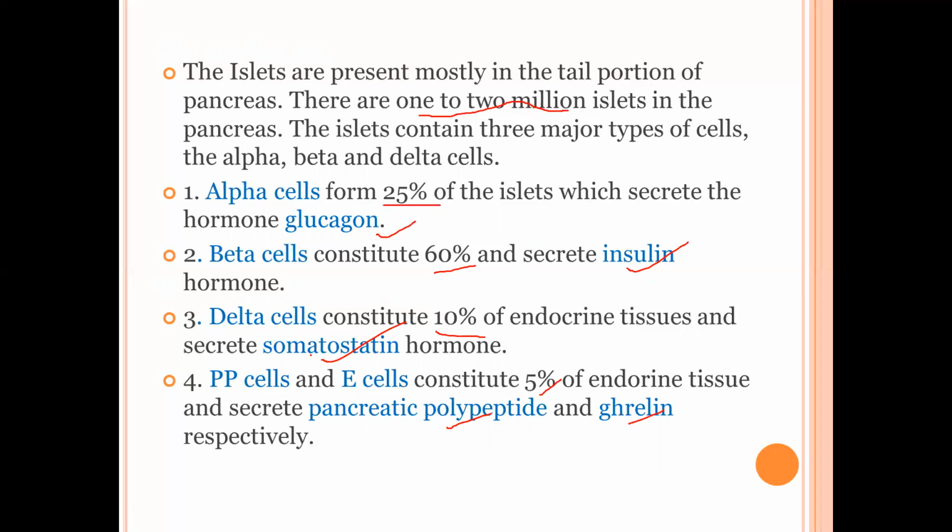Whereas somatostatin is meant for inhibiting the secretions of glucagon and insulin. And pancreatic polypeptide also acts in the same manner, and it is also helpful in increasing the appetite. Ghrelin also increases appetite. It is called the hunger hormone because it helps produce hunger in our body when our glucose content decreases. Now we'll see in detail.